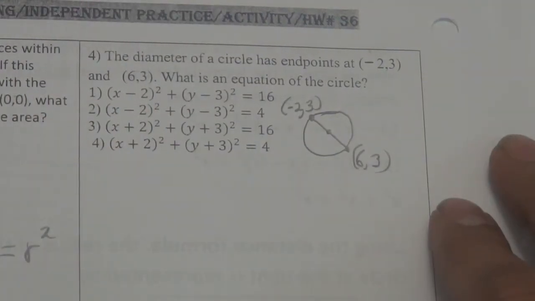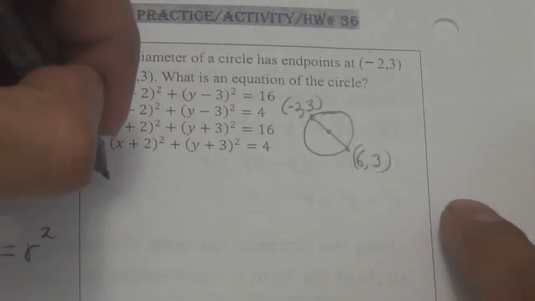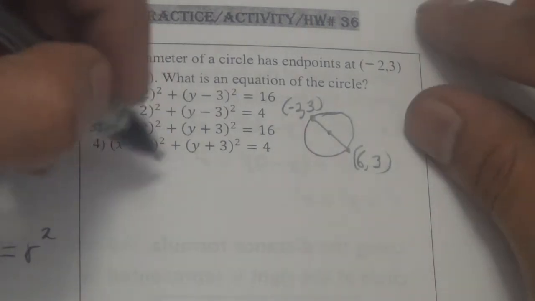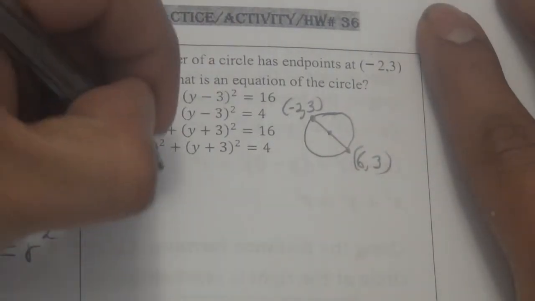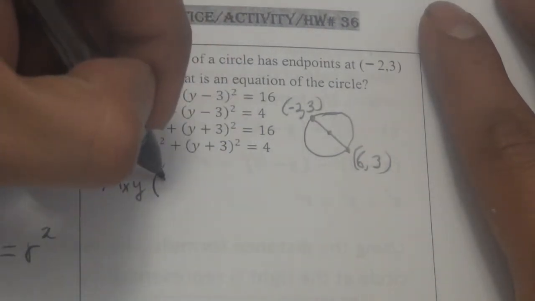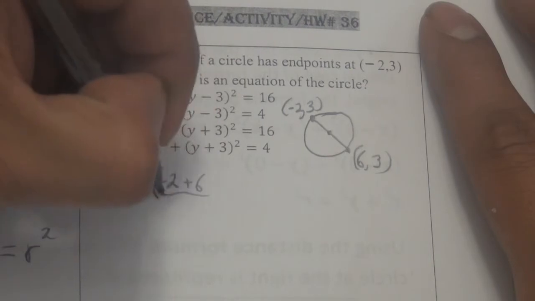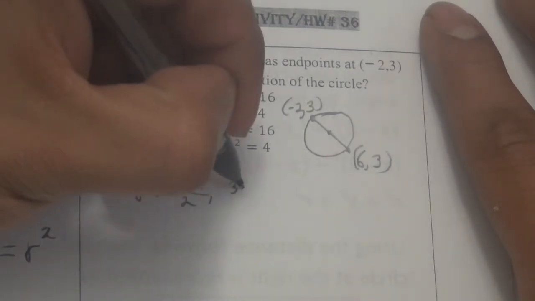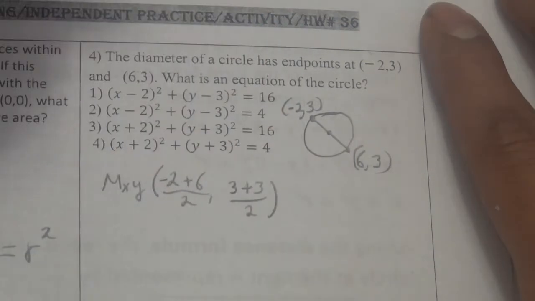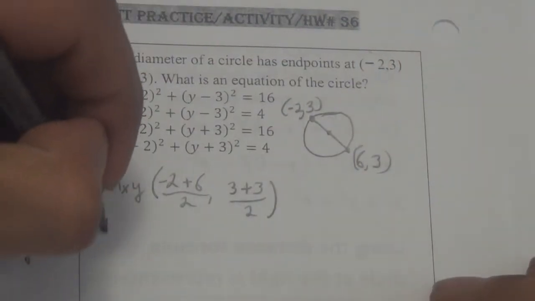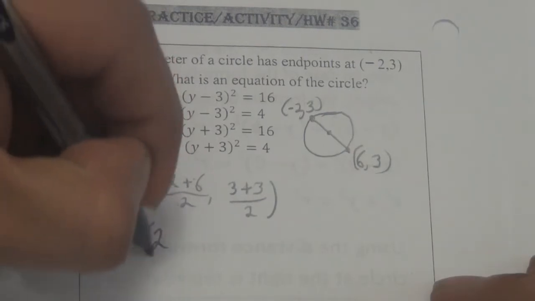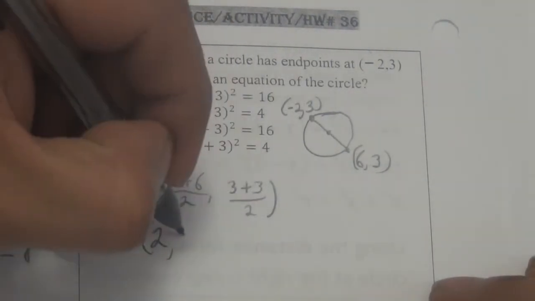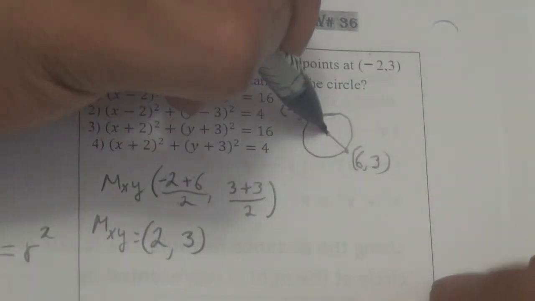What formula can I use to find the center? I'll give you 1 point if you tell me. If you got it, you got it. We're going to use the midpoint formula. How do I find a midpoint? Easy. It's the average of the x's and the average of the y's. So -2 plus 6, you add the x's and divide by 2, and you add the y's and divide by 2. So your midpoint is: -2 plus 6 is 4, divided by 2 is 2, and 3 plus 3 is 6, divided by 2 is 3. So the center here is (2, 3).